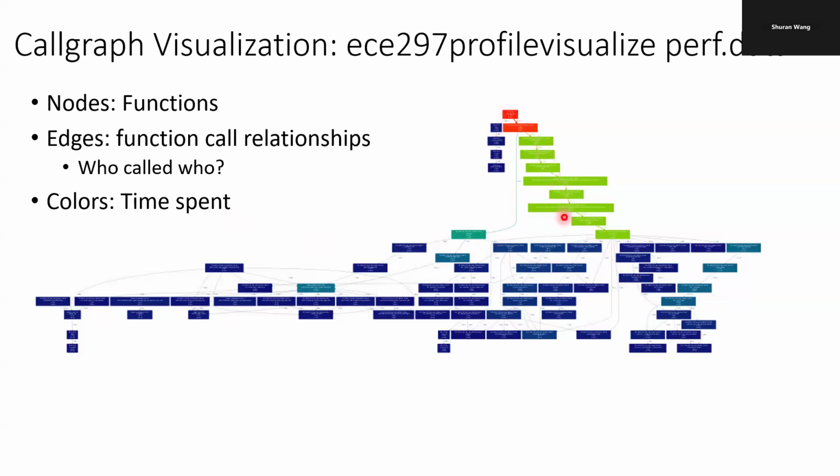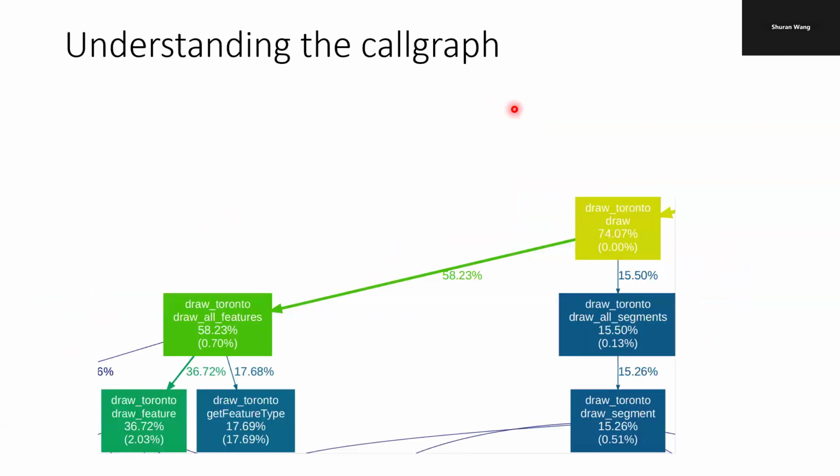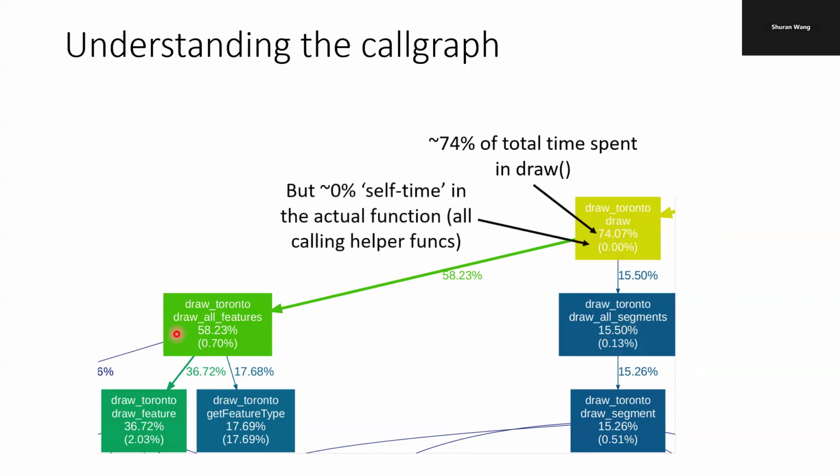The colors are time spent. So the root has all of the time spent there, but if you zoom in, 74% of the time is spent in the draw, but 58.23 of those 74 are actually spent in the draw all features, and 15.5 are spent in the draw segments. So its self time is actually 0. The time is all spent in the helper functions, so we should be moving downwards.